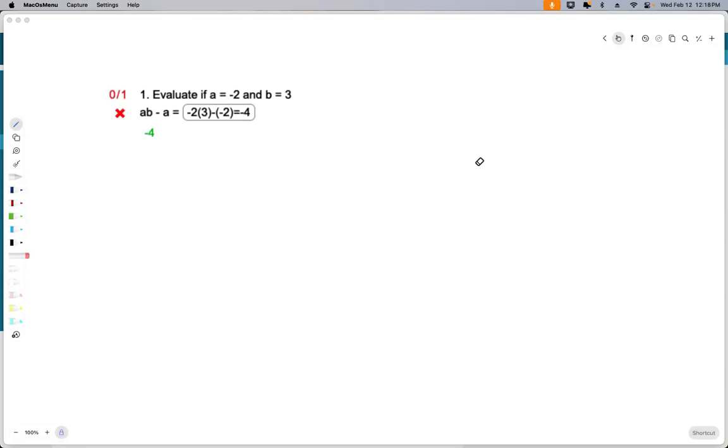Okay, Audrey, I want you to take a look at this first problem. So you substituted everything in, and you found the answer is a -4. The answer is a -4. I'm not sure why you typed all of this stuff in. I'm looking for the answer. The system is grading the answer.